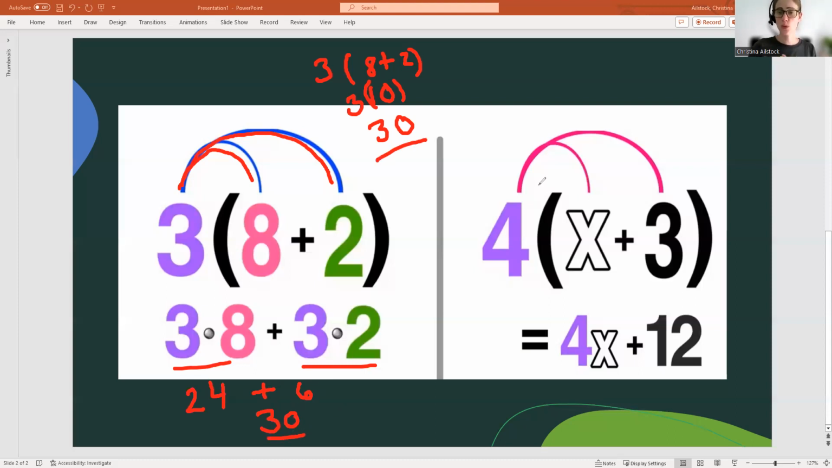So when you're dealing with only numbers, you can follow standard order of operations, or you can use the distributive property to simplify. Both work, and they're both valid methods because they're getting rid of those grouping symbols first.